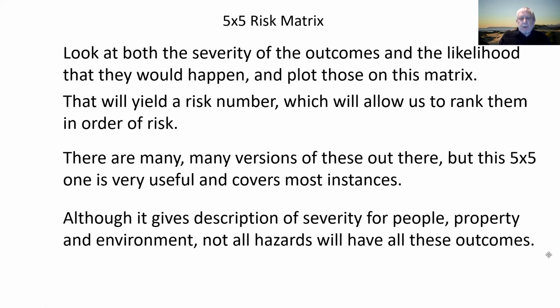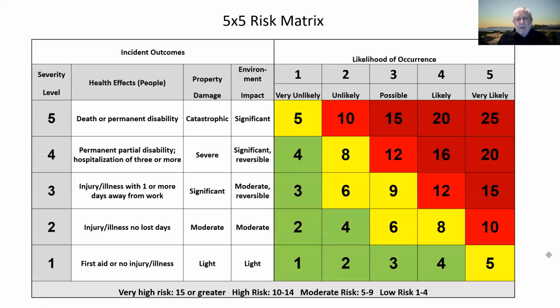Although it gives descriptions of severity for people, property, and environment, not all hazards are going to have all these outcomes. In fact, in the world of safety, most of our outcomes are going to be on people. And there could be some environmental ones, but that's going to be most of the time. So this is a 5x5 risk matrix.